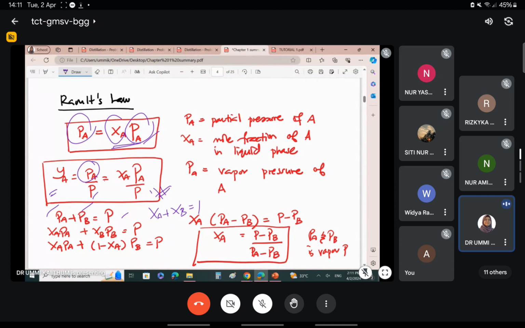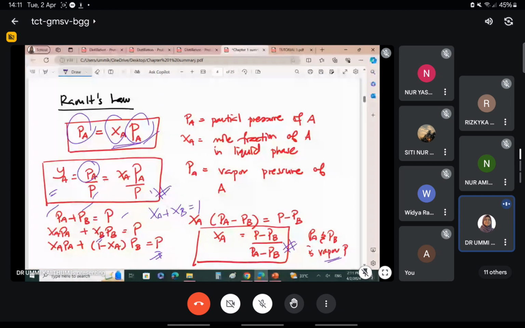So XB is equal to 1 minus XA. So gantikan kat sini. So dapat equation ni. Then rearrange the equation to dapat equation for XA. Okay, XA, mole fraction in liquid phase, is equal to P minus PB° divided by PA° minus PB°. So PA° and PB° ni adalah vapor pressure.